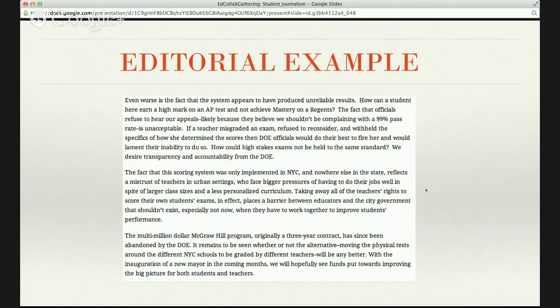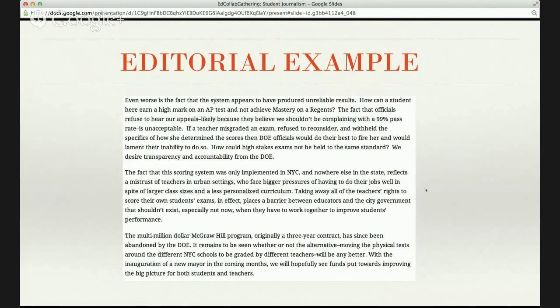Even worse is the fact that the system appears to have produced unreliable results. How can a student here earn a high mark on an AP test and not achieve mastery on a Regents? The fact that officials refuse to hear our appeals, likely because they believe we shouldn't be complaining with a 99% pass rate, is unacceptable. If a teacher misgraded an exam, refused to reconsider, and withheld the specifics of how she determined the scores, then DOE officials would do their best to fire her and would lament their inability to do so.